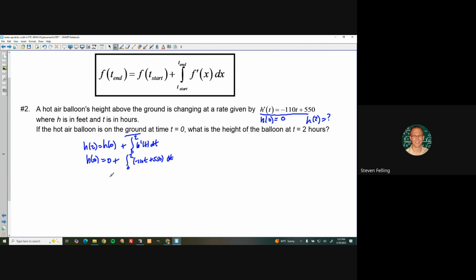So this would be h of 2 at 2, 0 plus. The antiderivative here would be negative 110. We're going to go up to 2 here and divide by 2, and then take this 550 and multiply by t and plug in a 0 and a 2. So that means this would be negative 110 over 2 with 2 plugged in, plus 550 with 2 plugged in. Now we would subtract the copy with 0 plugged in.